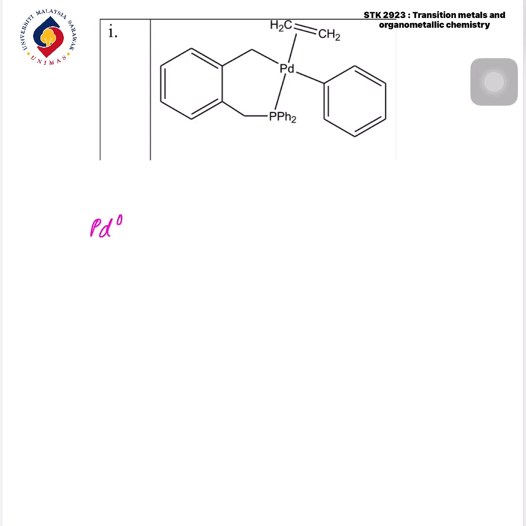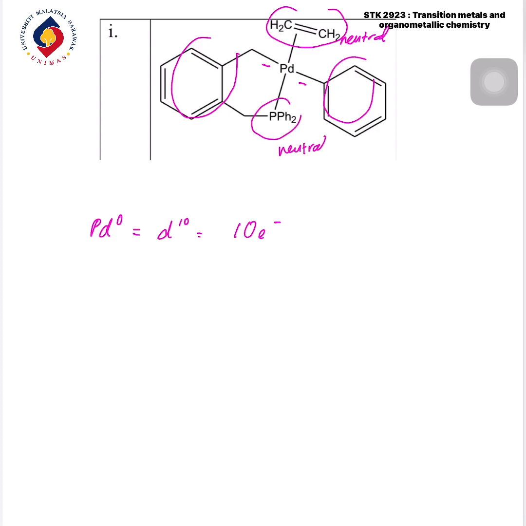Palladium in its original state is d10, which is 10 electrons. In this complex, this is neutral. This ligand gives one negative charge, this ligand gives one negative charge, this ligand gives one negative charge. This is neutral, so it is 2 positive in this complex, equals to d8, which is equal to 8 electrons.